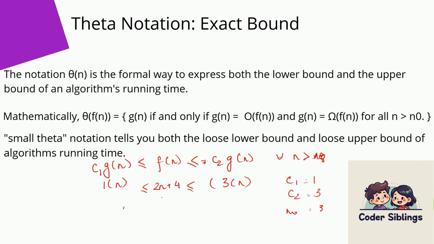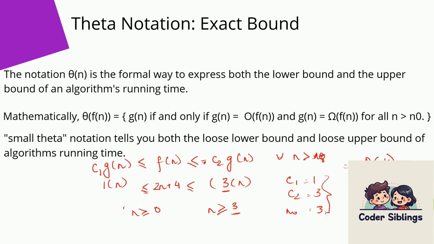Why? Because it is greater than equal to 1, greater than equal to 3. So n will be greater than equal to 0 here, or n will be greater than equal to 3 here. So considering the higher value, n naught will be 3. Since we found two values of n, it will be greater than equal to 3. So once we find out all this, the complexity in terms of theta notation will be theta of n, right?